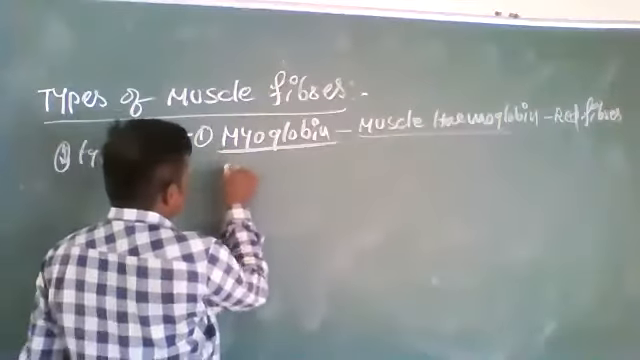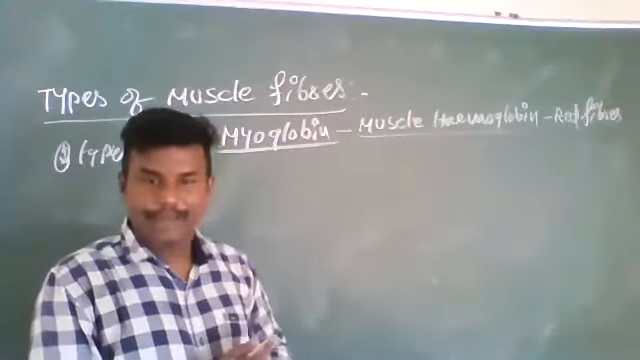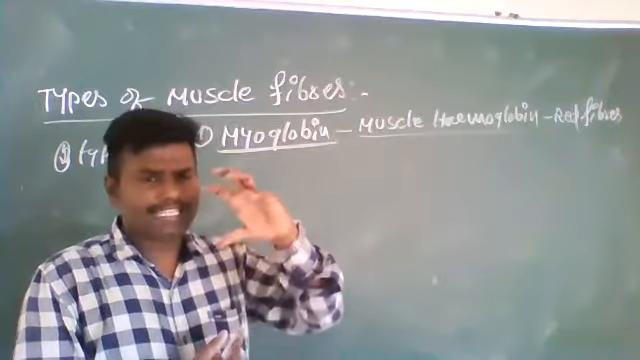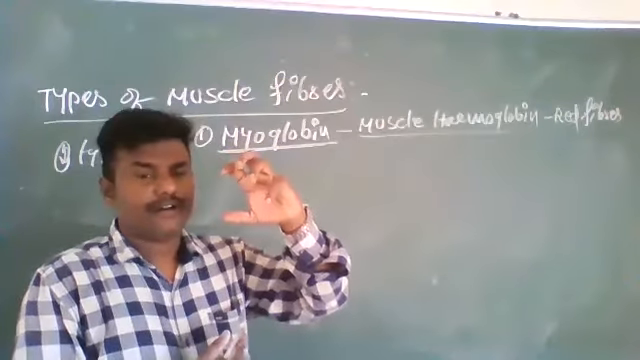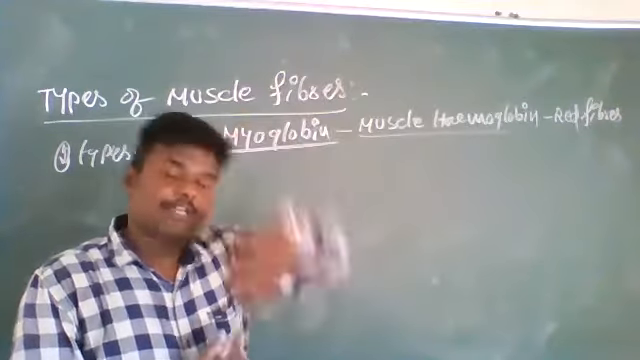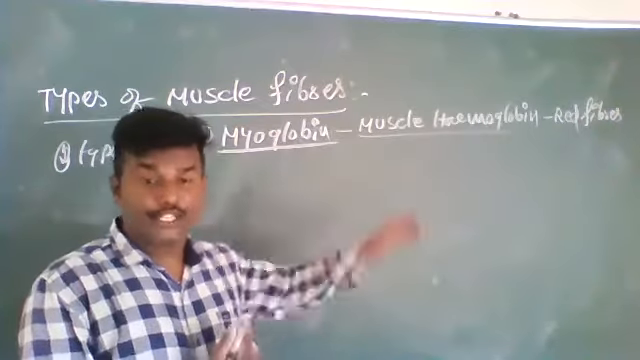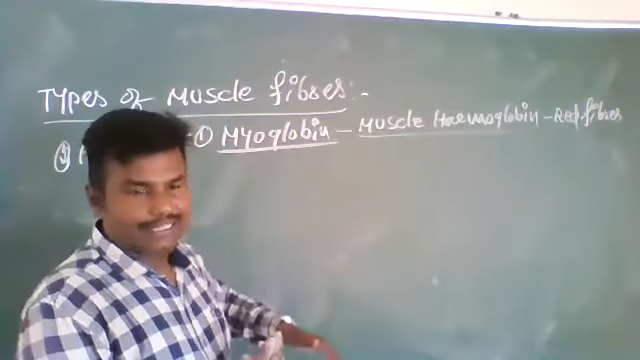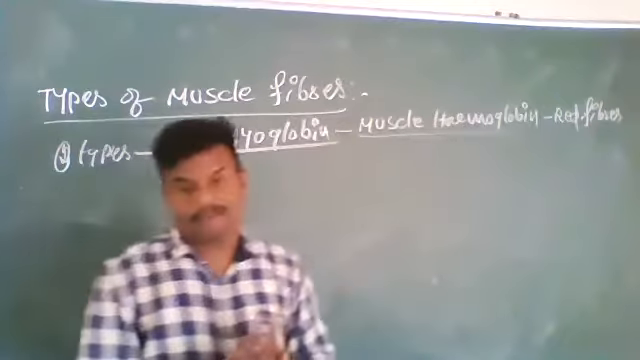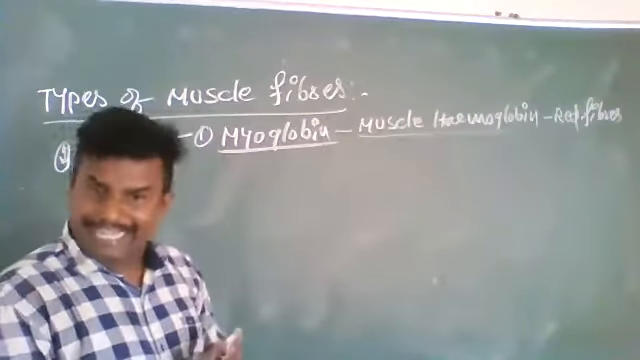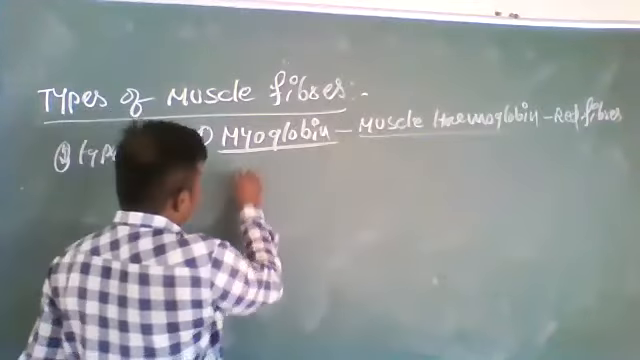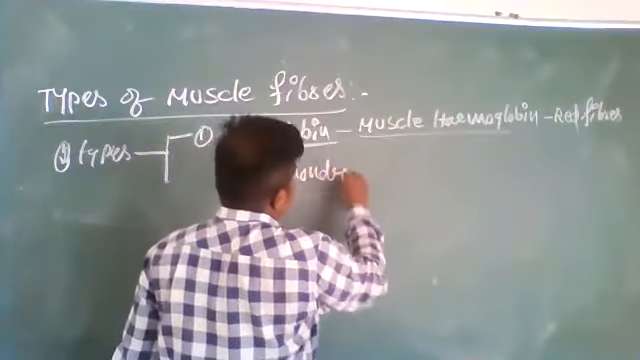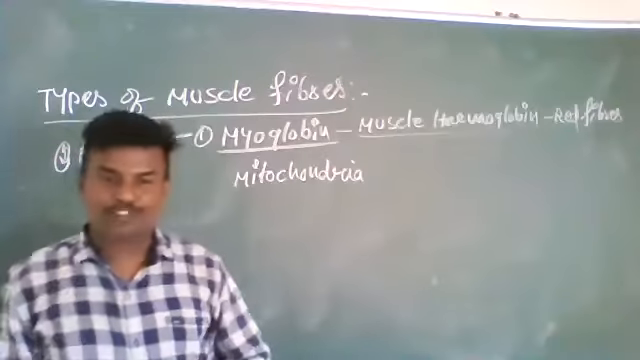So next, myoglobin muscles. Due to the excess amount of red colored oxygen storage pigment, they appear reddish in color. That's why these muscles are also called red fibers. These red fibers contain an excess amount of mitochondria.